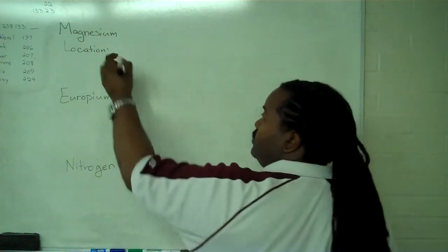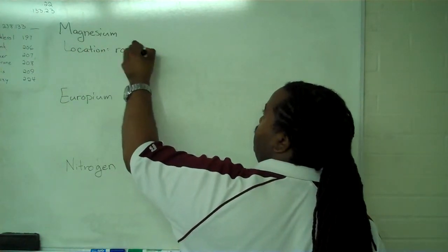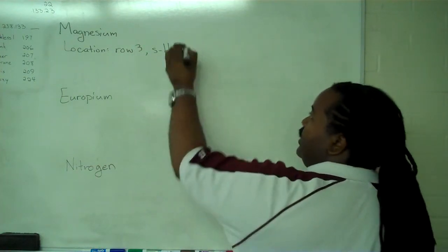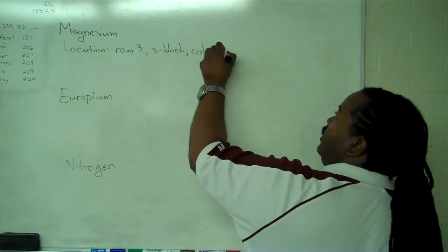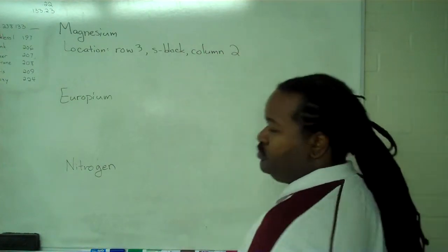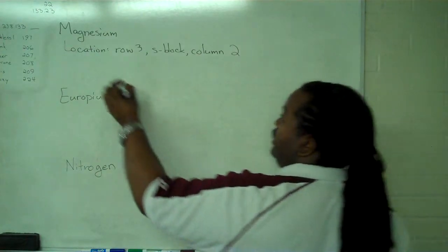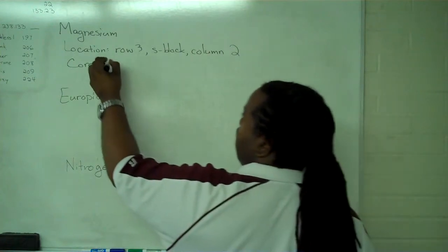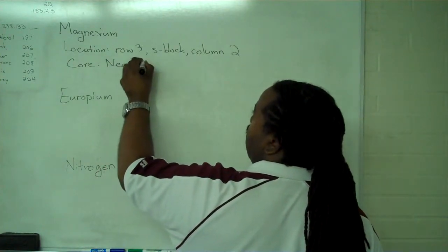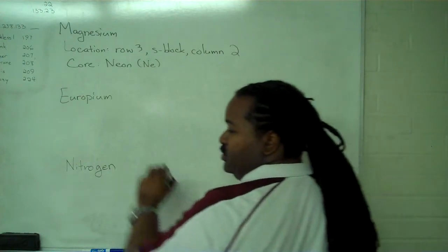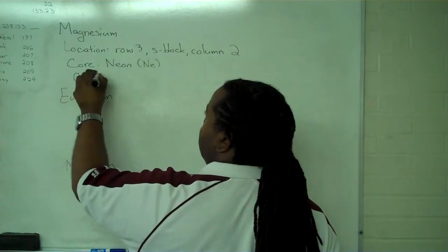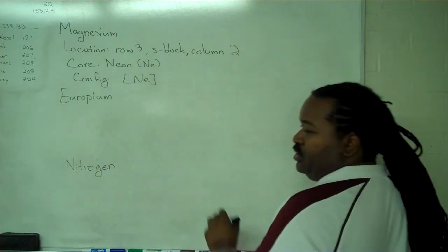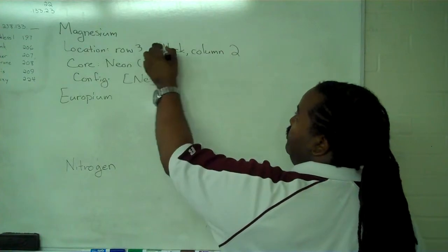And in this case, magnesium is in row 3, the S block, and within the S block we're looking at column 2. So once we have that, the next thing is to determine what noble gas core we're looking at. In this case, it's neon. And finally, we want to write out the configuration. So we start with the neon core, and we have 3s2.